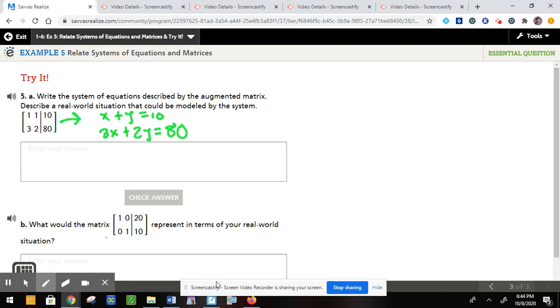Okay. What's a real world situation for that? I mean, it could be the same test thing that we just talked about. I don't know. I think that's what I would go with. Now let's talk about what this represents. Well, that's just x equals 20 then. And y equals 10.